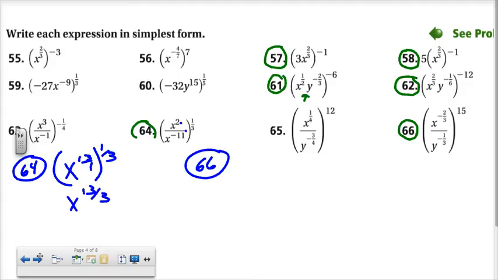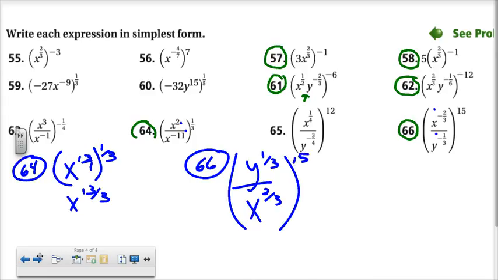66. That one, you know what, I'm going to go ahead and flip these two because they both have negatives. It's not just one of them, it's both of them that have negatives. So y to the 1/3 over x to the 2/3, and all of that to the 15th power. Because there's division inside these parentheses, no addition, no subtraction, we can go ahead and distribute that 15, and 1/3 of 15 is 5, and 2/3 of 15 is 10. Y to the 5th over x to the 10th, and that one is done.